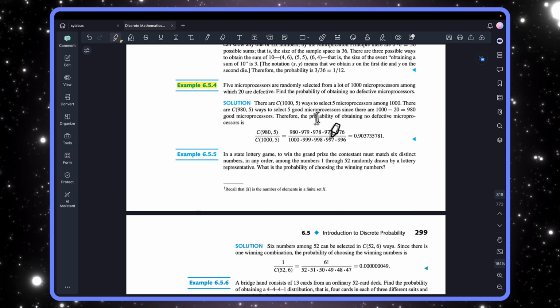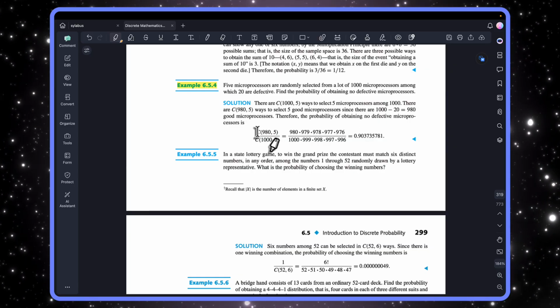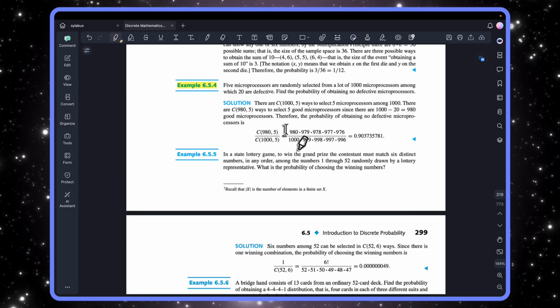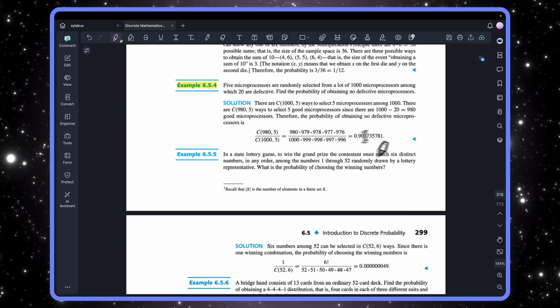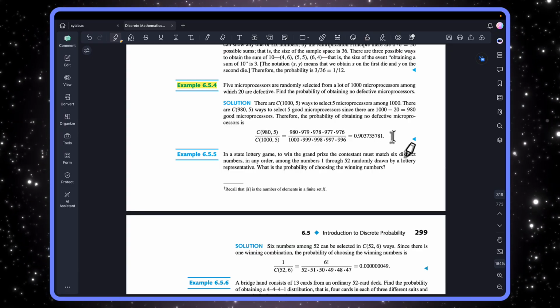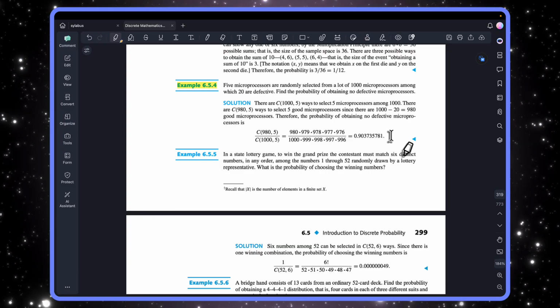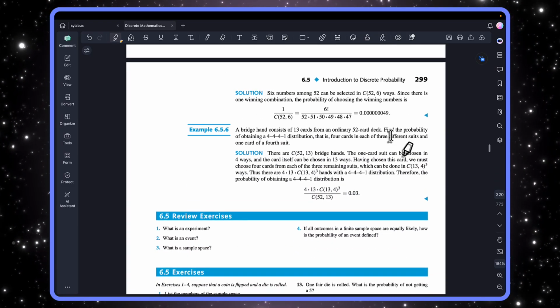So therefore, the probability of obtaining no defective microprocessors is you take C(980, 5) divided by C(1000, 5), and lo and behold, you get 0.903. So like 90% of the time when you do this, this is how you want to think, you would not choose a defective one.